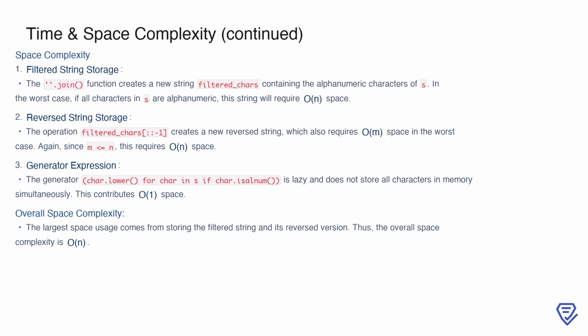On the other hand, the generator expression used for filtering is lazy and does not store all characters in memory simultaneously, contributing only O(1) space. Combining these, the overall space complexity is dominated by the storage of the filtered and reverse strings, making it O(n). This balance between time and space highlights the thoughtful design of the implementation.